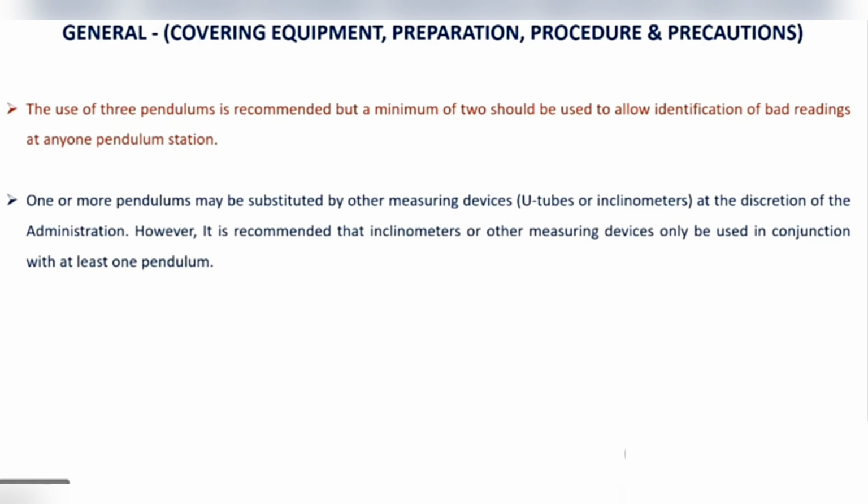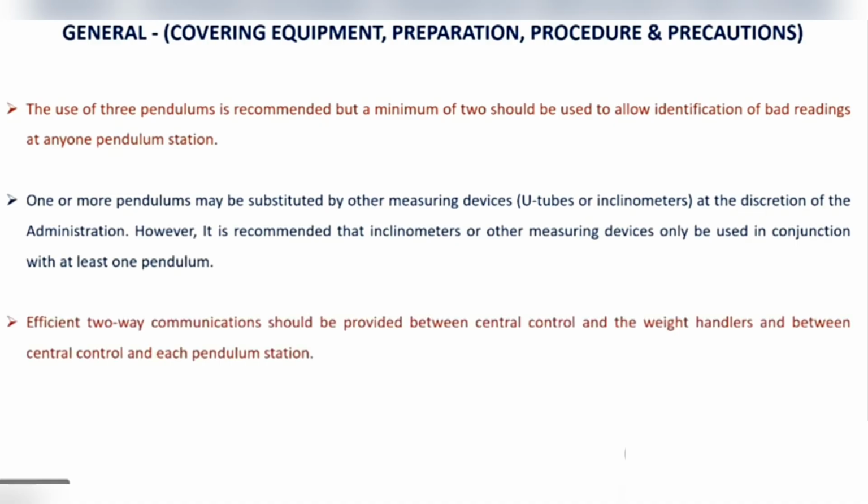Some of the pendulums you can replace with alternative means of reading the list, like U-tubes or inclinometers, but again, under the approval of the administration. However, this replacement of pendulums is allowed, but not all the pendulums. One pendulum must be retained. So it is recommended that inclinometers or other measuring devices are used only in conjunction with at least one pendulum. Communication should be provided between the central control and the people who are handling the weights which will be shifted from one side to another.